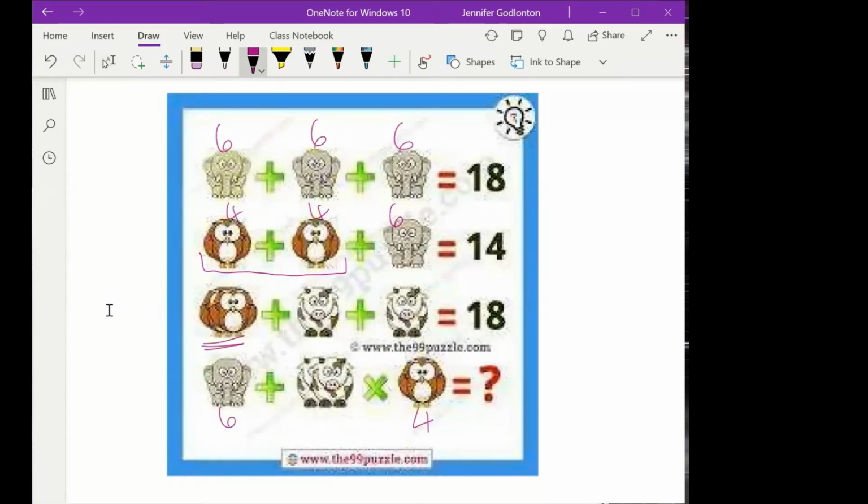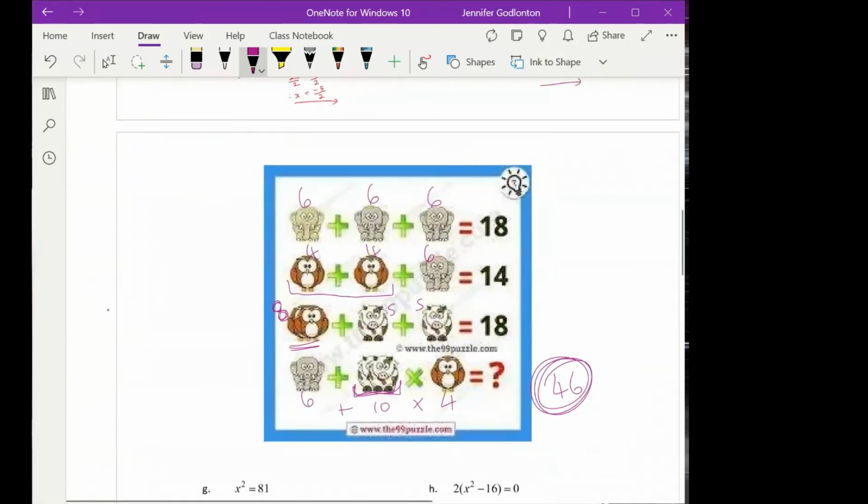Now, how many owls do I have? 2, which means this is 8. And then that means that each of these cows must be 5. And over here, I've got 2 cows, which means it's 10. So it's 10 times 4, which is 40, plus 6, which is 46. Nice job, guys. Okay, let's move back into our quadratics.